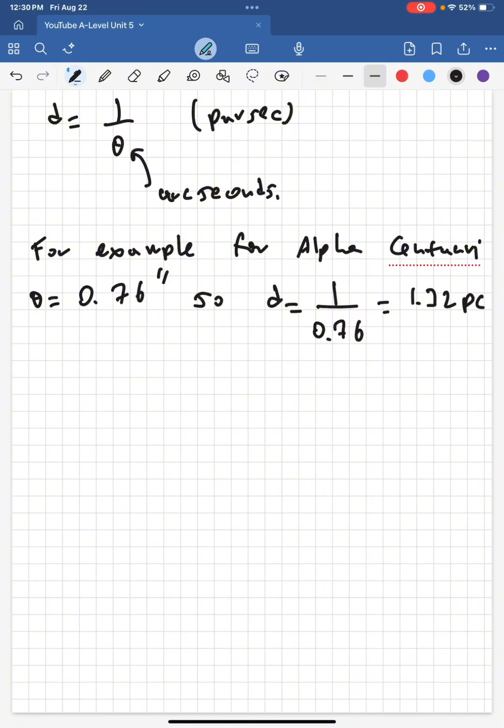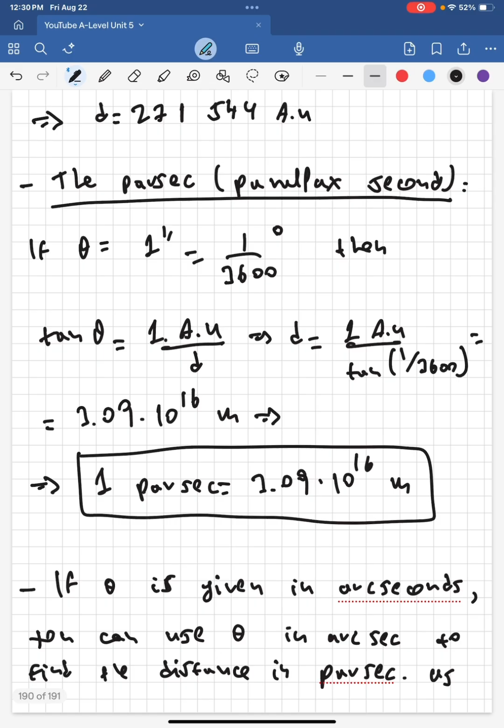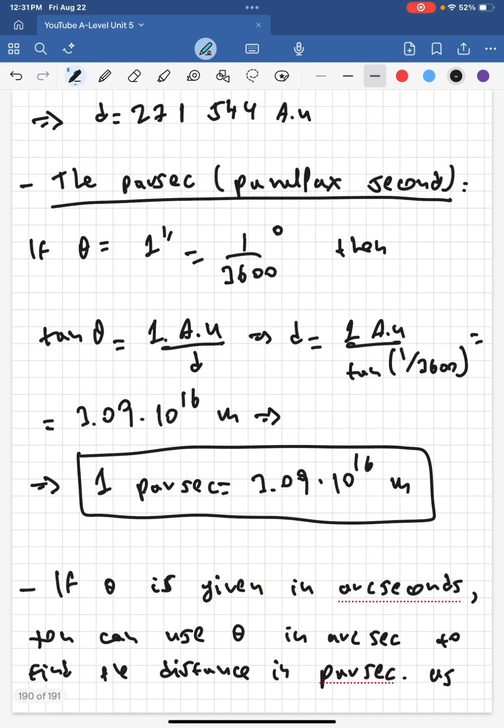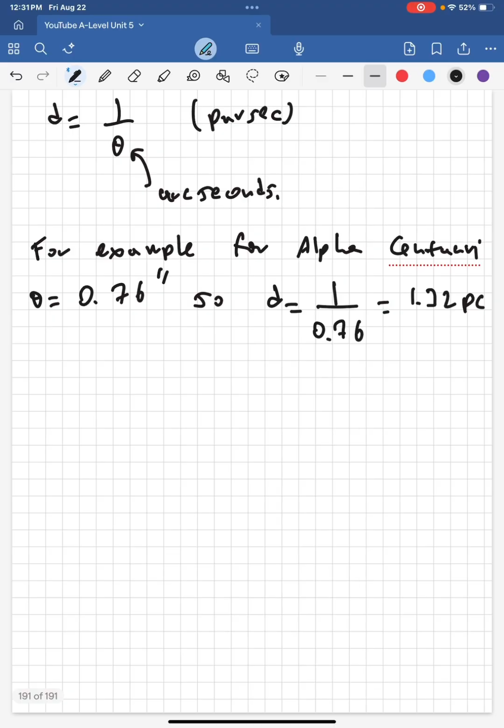And that's it, I guess. So you can either convert this angle, the parallax angle, if it's given to you in arcseconds or arcminutes, to degrees, and then take the tangent of that angle to calculate the distance in meters. Or you can directly use theta in seconds to calculate distance, and that distance is going to be in parsecs. Okay? And this is it for this parallax method.